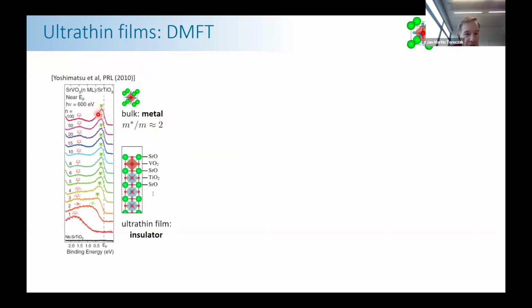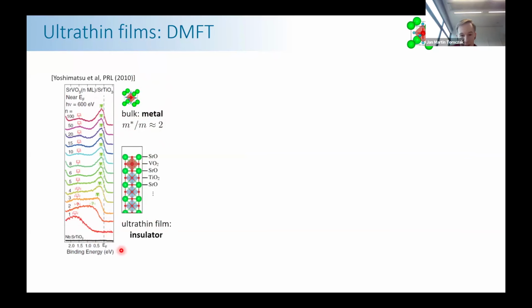But if you go down in number of layers, so here you go to thinner and thinner films, at the very bottom, you see that there's the opening of a gap in these photoemission spectra. So you have a transition from a correlated metal to an insulating state.